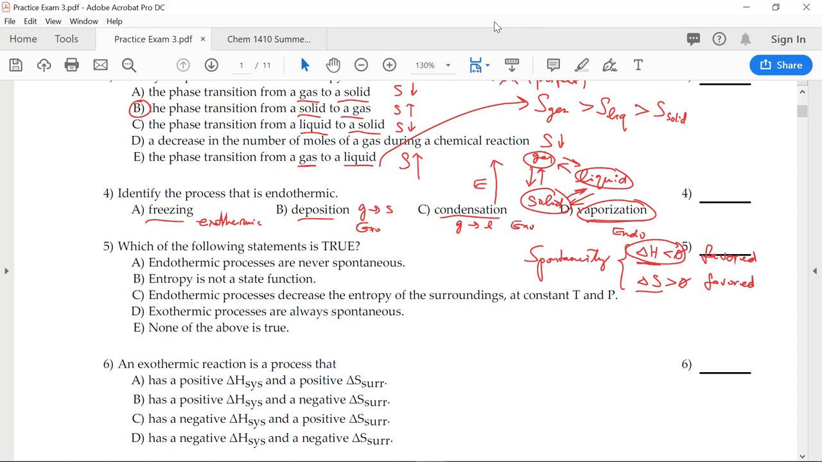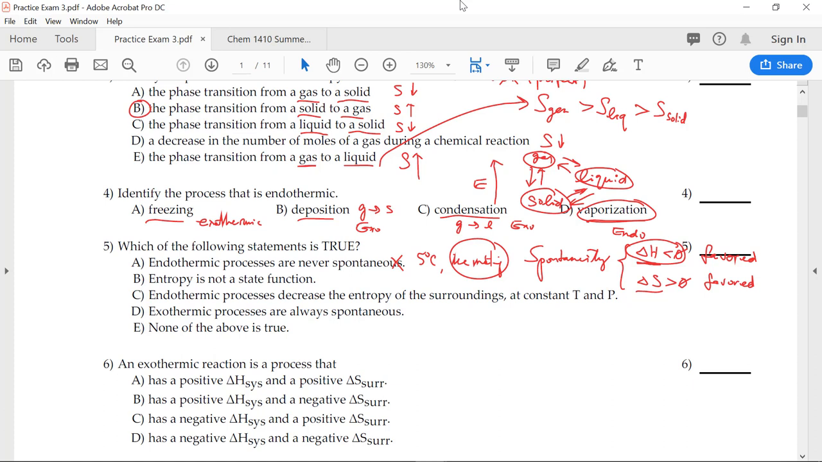But it doesn't mean all spontaneous processes are going to be exothermic, because even some endothermic processes can be spontaneous. But it is true that most spontaneous processes are exothermic. So let's look at choice A. Endothermic processes are never spontaneous. That is wrong, because we can come up with examples. For example, at 5 degrees C, ice melting. When the temperature is above the melting point, ice will melt automatically, and this process is endothermic, but it is spontaneous.